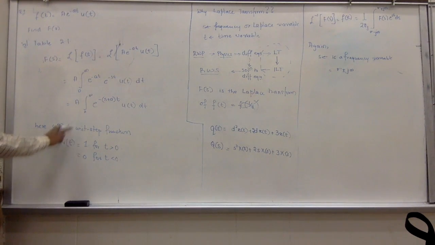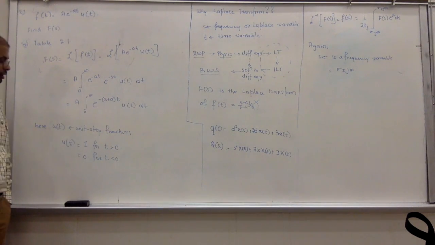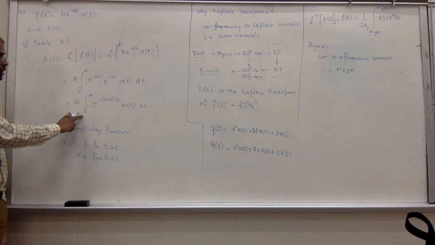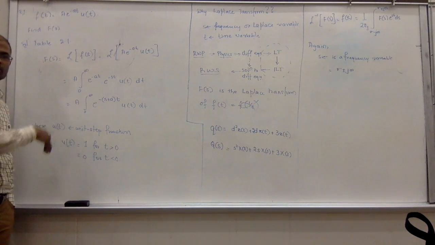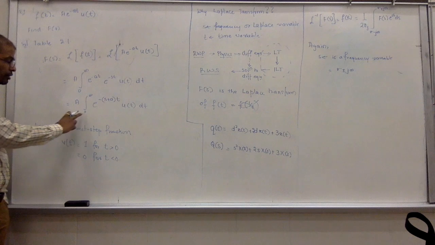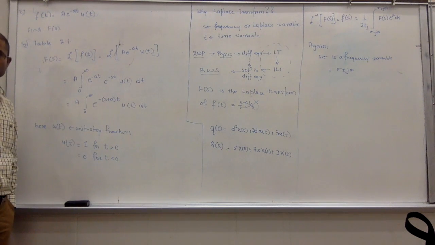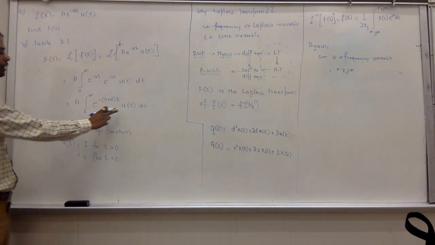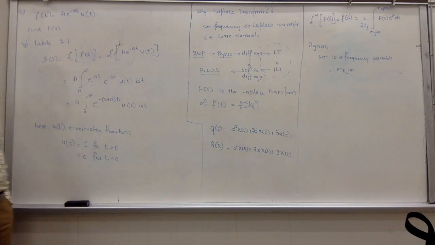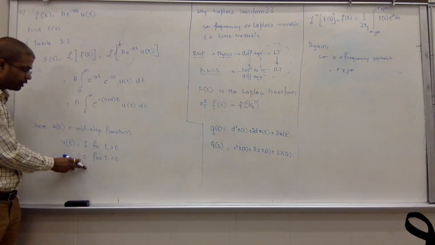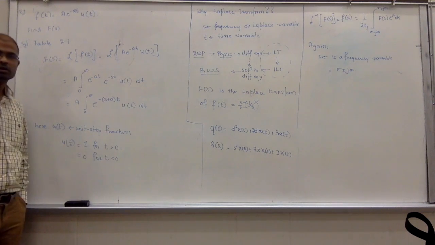Okay. Since you are integrating between 0 and infinity, it's almost like saying this is just 1. You understand? There is nothing before 0. Do you understand this definition? u of t is equal to 1 for t greater than 0.